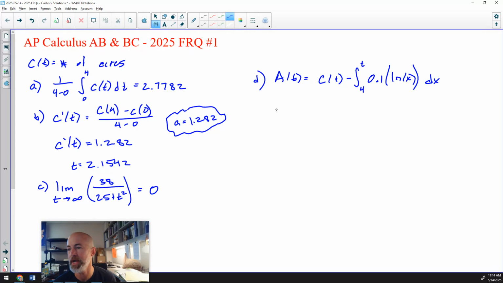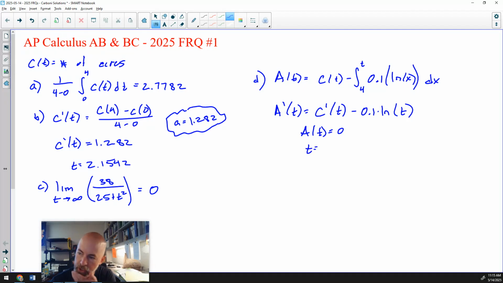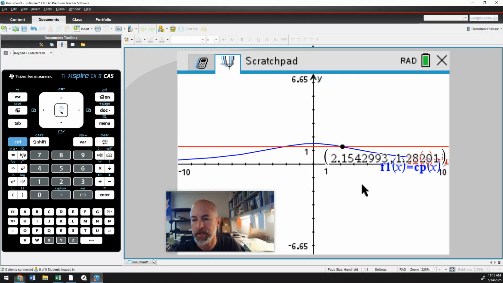So I need to know what A prime of t is, and A prime, the derivative of c is going to be c prime of t. The derivative of this integral expression will be 0.1 times the natural log of t. And then I need to set that equal to 0. So I'm going to say A prime of t is going to equal 0 when t is equal to what? And I'm going to go back to my calculator, and I need to graph c prime minus that expression. So back to my calculator.